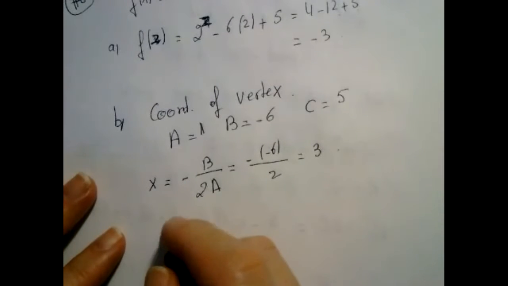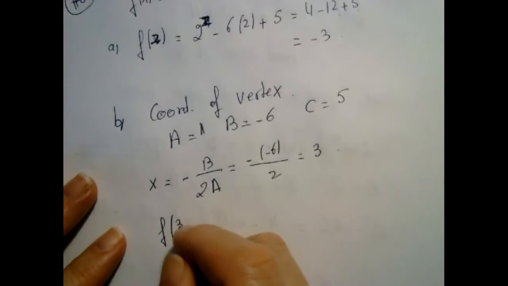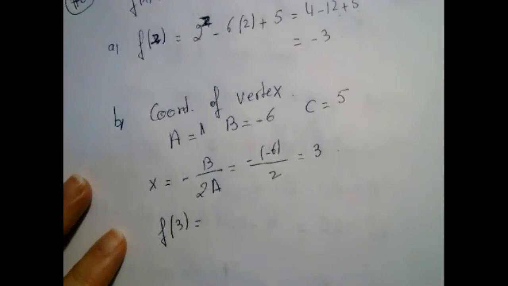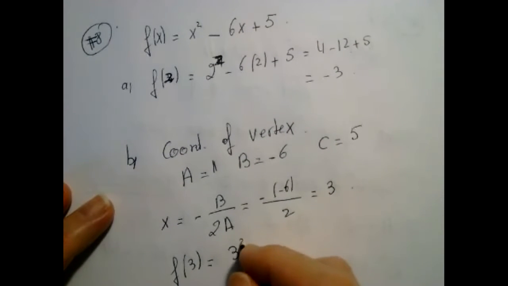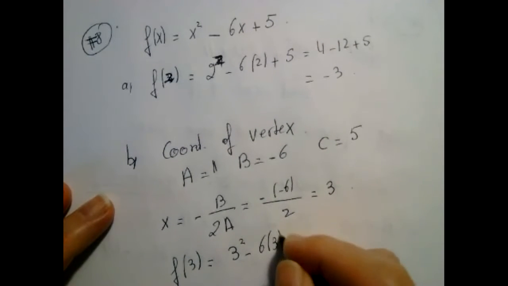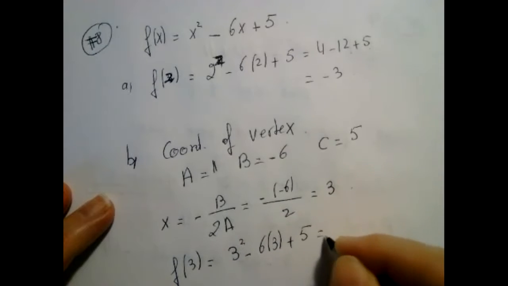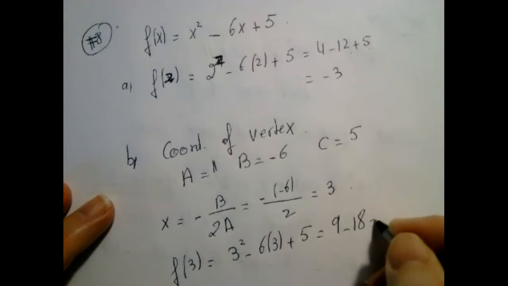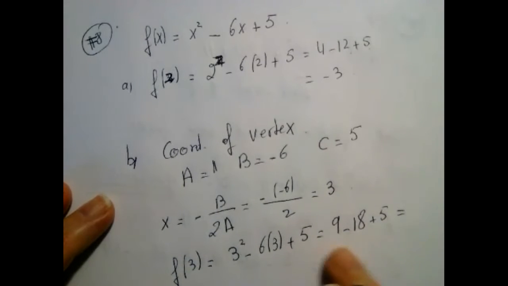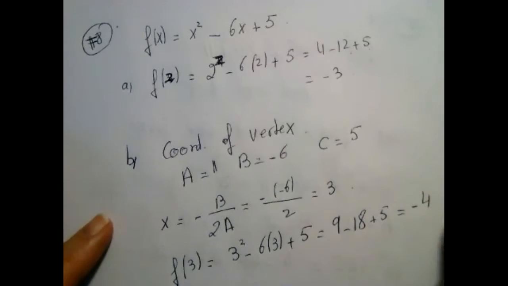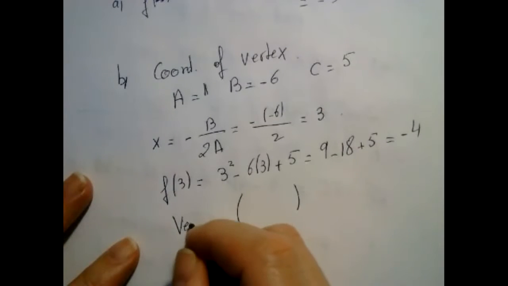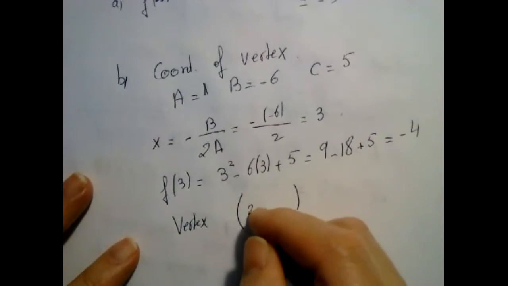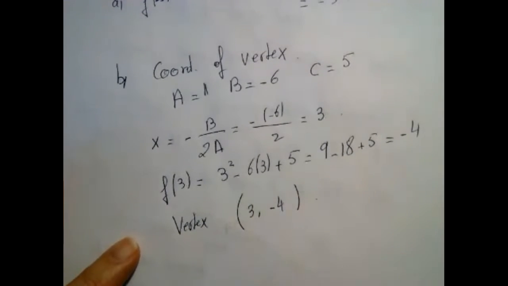So the y coordinate is the value of the function at 3. It means that's my function. The value at 3 is 3 squared minus 6 times 3 plus 5. It means 9 minus 18 plus 5, which gives me minus 4. All right, so the coordinate of the vertex is 3 and minus 4.